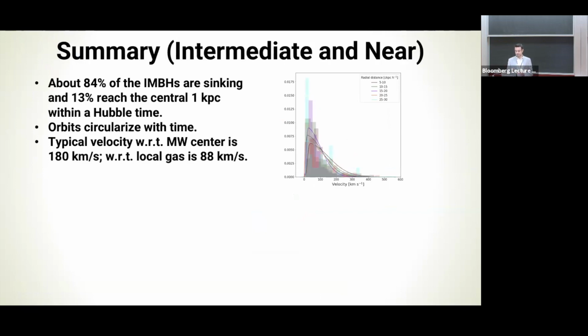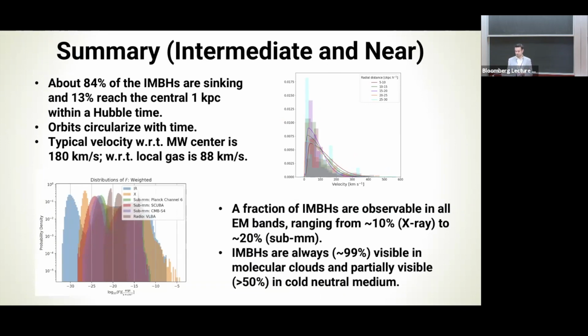So this is a summary of the second part. We said that about 84% of intermediate mass black holes are sinking, and 13% reach the central 1 kiloparsec within a Hubble time. So the most likely region to look for intermediate mass black holes should be the center. Orbits seem to circularize with time. The typical velocity with respect to the Milky Way center is about 180 kilometers per second, and with respect to the local gas it is much lower. A fraction of intermediate mass black holes are observable in all electromagnetic bands, from 10% in the X-ray to 20% in the submillimeter. IMBHs are almost always visible in molecular clouds, and partially visible, with a 50-50% chance, in cold neutral medium. So thank you very much.